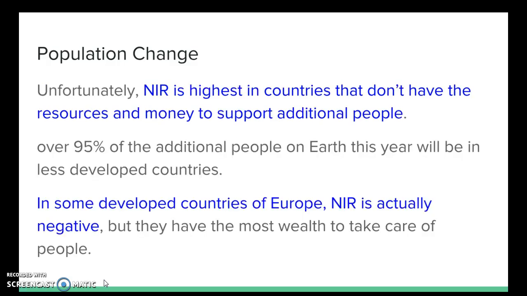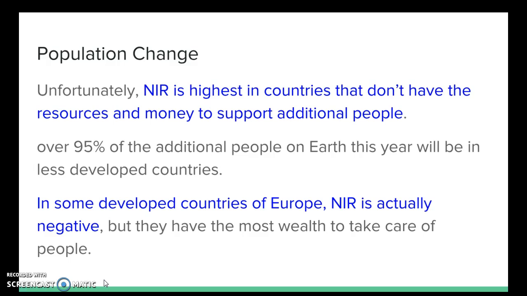If you look at this, though, of course, the natural increase rate is highest in the poorest countries in the world. These are the countries that have the least amount of resources, the least amount of money, the most amount of poverty. That's why people leave fast-growing countries and move to other more developed countries. This is why places like Europe and the United States see more people moving to them.